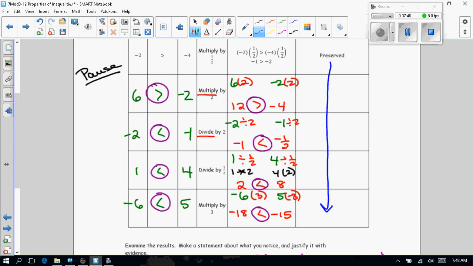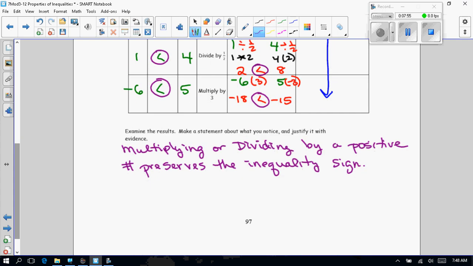So if you notice, I multiplied or divided this time by what kind of numbers? Well, they're all positive numbers. So what happens? Multiplying or dividing by a positive number preserves the inequality sign. It did not change, okay? It did not change. All right, next page.